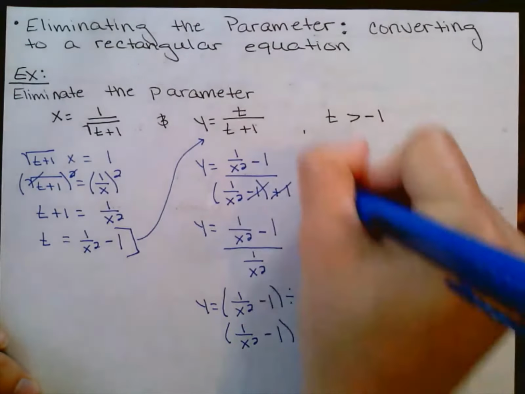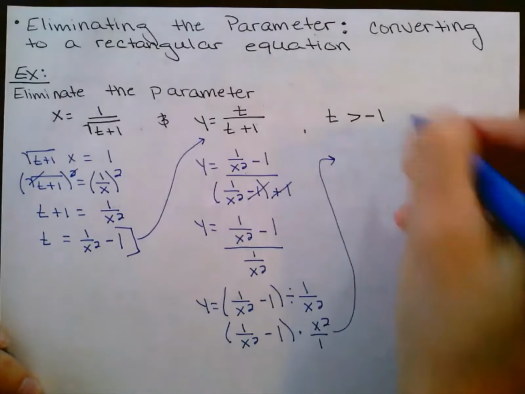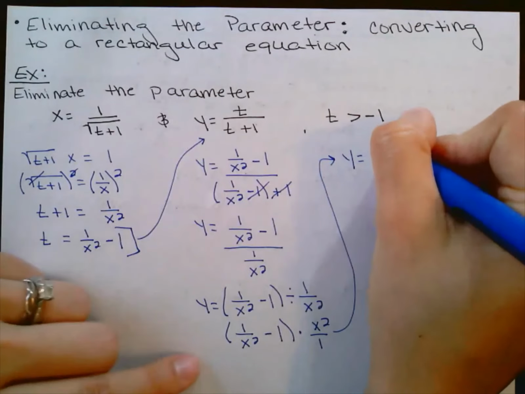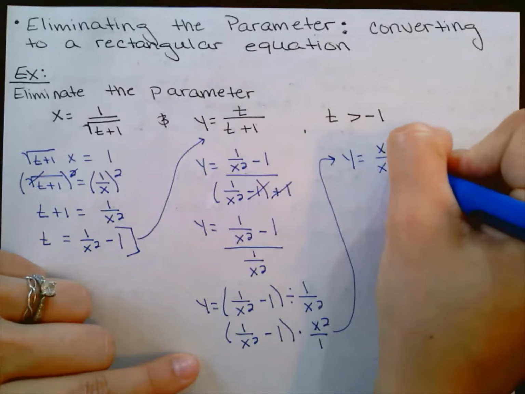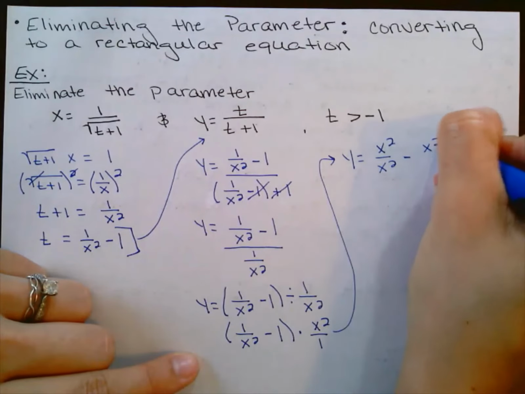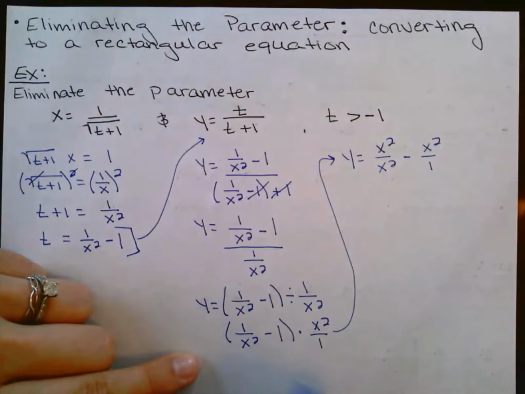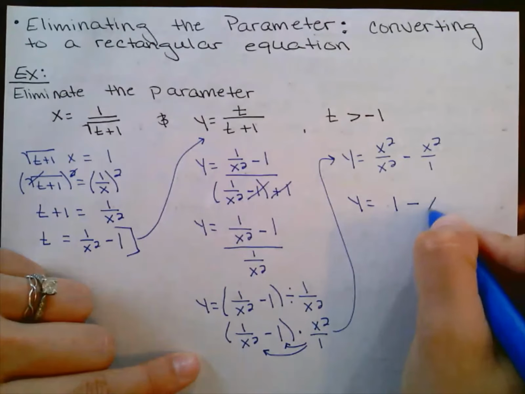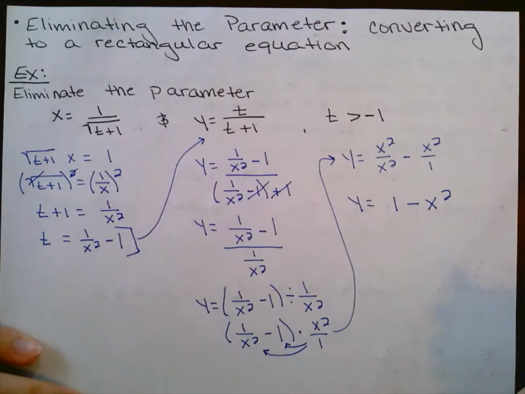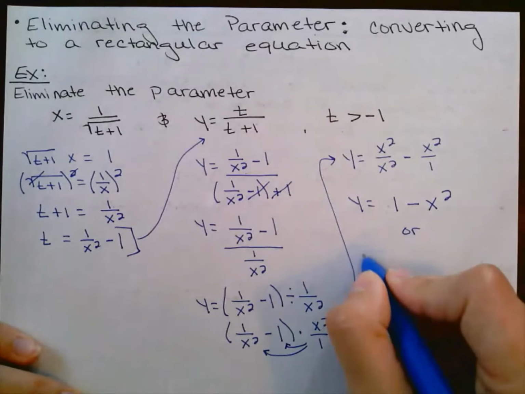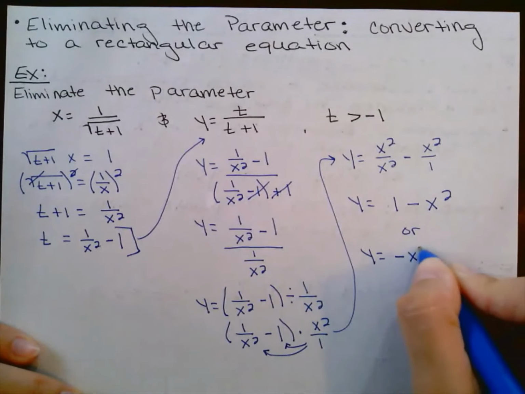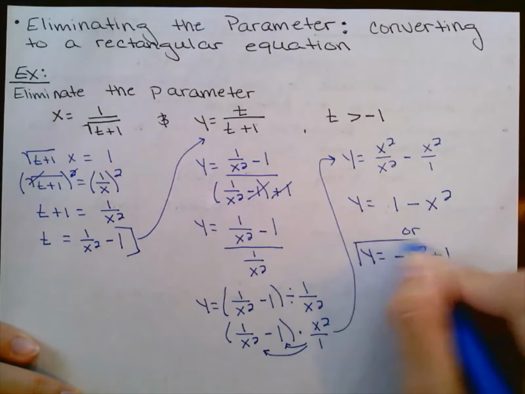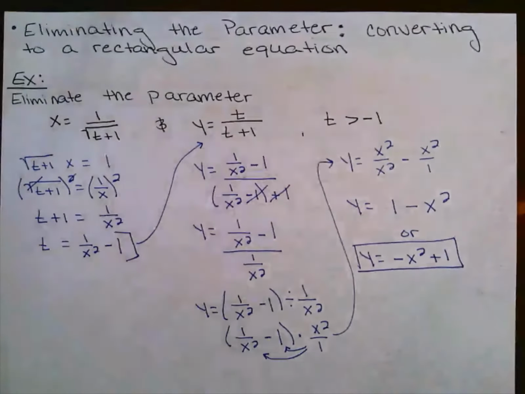And then I'm going to come up here, and I'm just going to distribute that. So I'd end up with x squared over x squared minus x squared over 1. Just distributed that to both terms. And now I can clean that to say 1 minus x squared. Okay? Or if you're used to having things in order with highest exponent, we could say negative x squared plus 1. And we eliminated the parameter. Now we have one equation in terms of x.